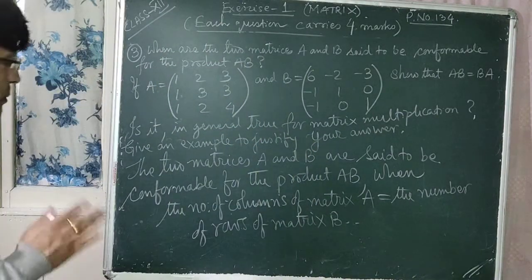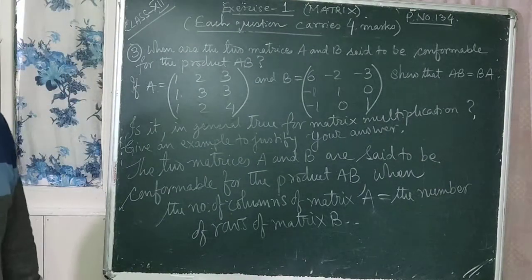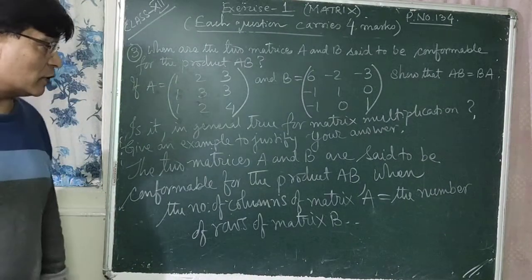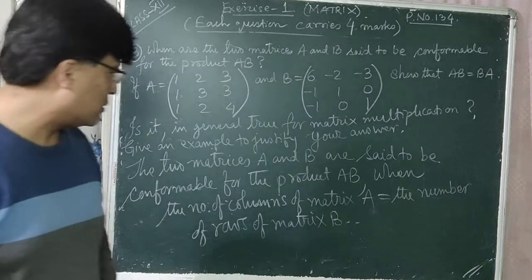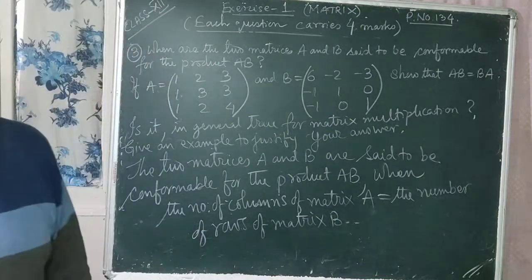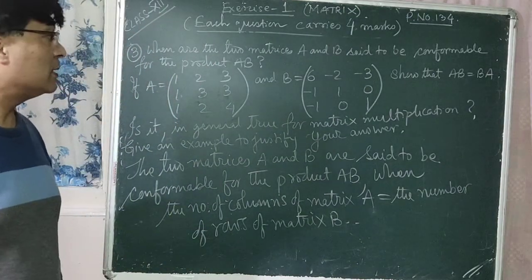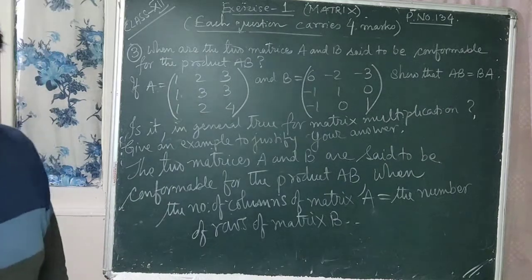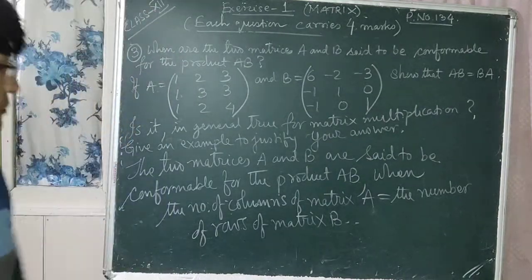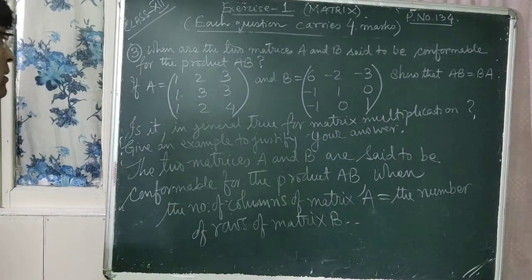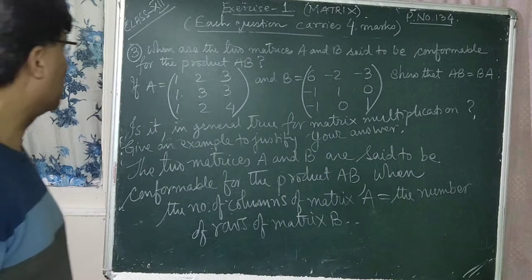So the matrix multiplication AB is possible when the number of columns of the matrix A is equal to the number of rows of matrix B. So that is the answer for the first part. Is it clear now? So you can copy it as a next.